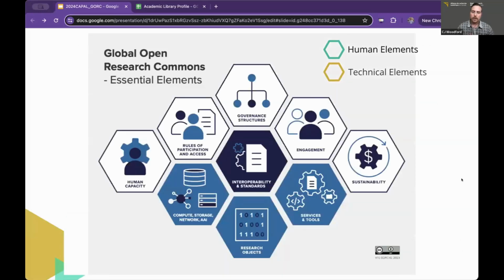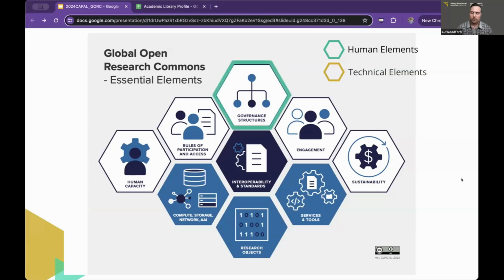The interest group came up with a set of essential elements that they recognize digital research infrastructures that want to be part of the GORC, or that want to be part of commons in general, or that want to be commons, have to have something in all of these hexagons. The model is built behind these essential elements, and there are actually about 400 items in the model overall. But as main topics or main pillars, they're split between human elements and technical elements. And you'll probably see aspects of your academic library represented in each one to different degrees, and in different projects and services that you provide.